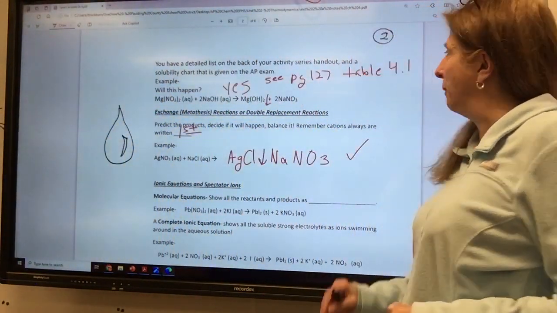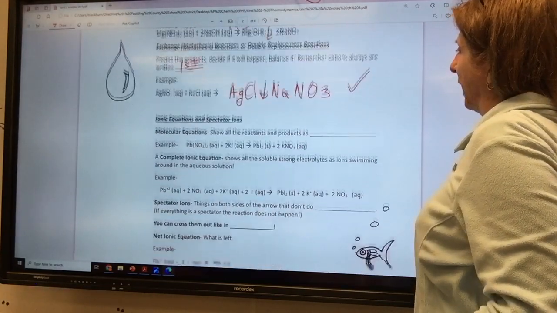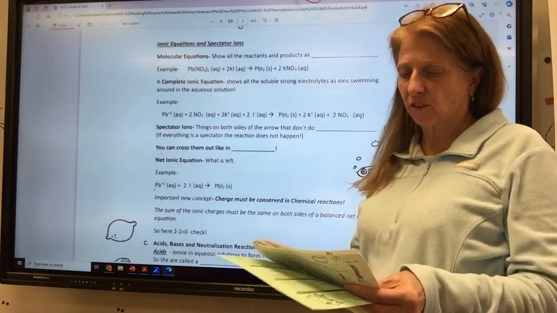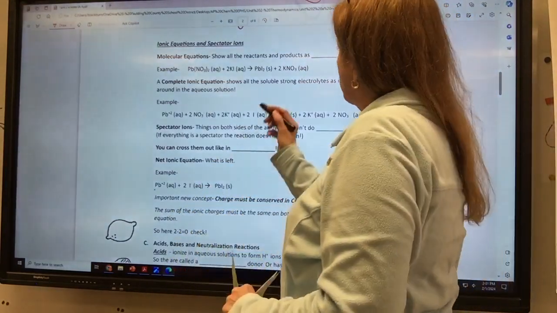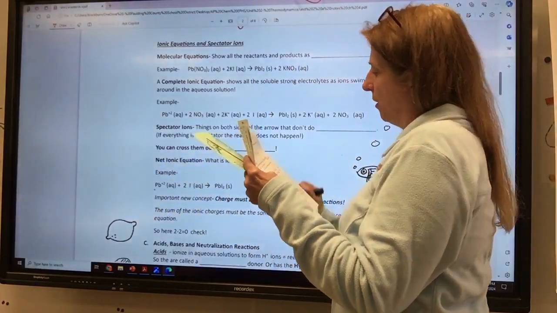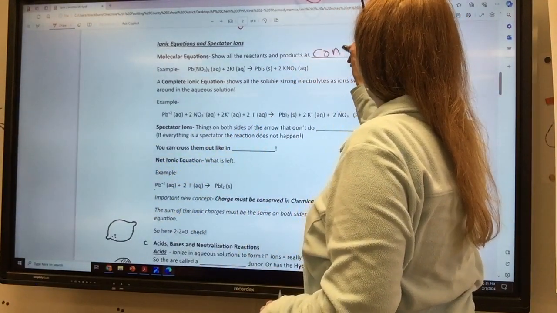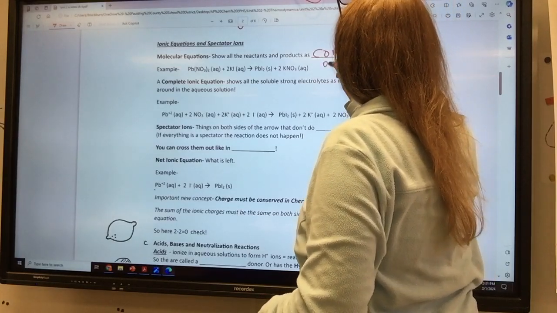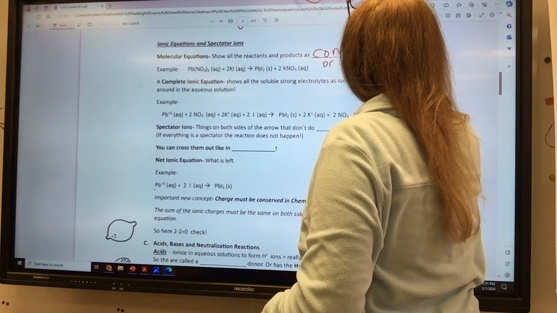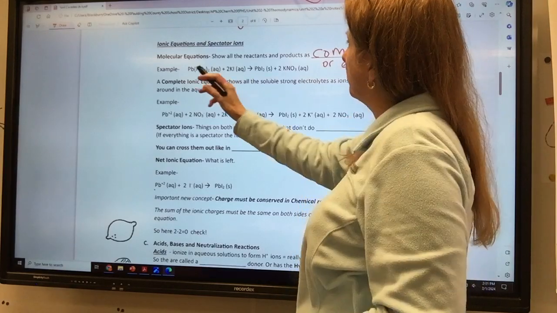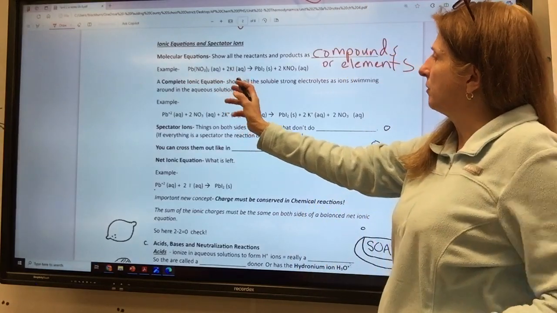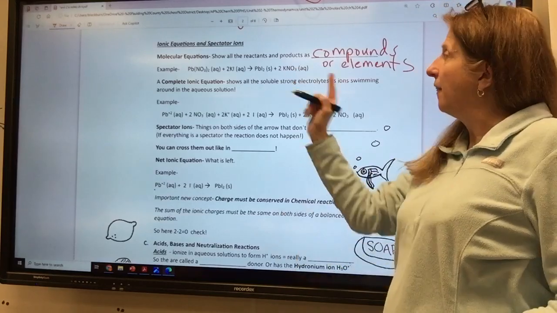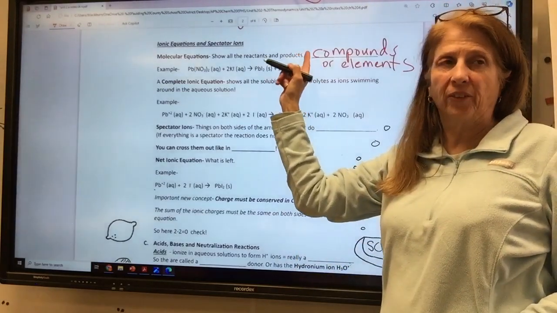Ionic equations and spectator ions. This is something else brand new. It's so exciting. So what we're used to doing is writing equations that are called molecular equations, and that's where you write all the compounds. Everything is compounds or elements. But these are just regular equations that you're used to. Lead nitrate plus potassium iodide makes lead iodide and potassium nitrate. That's the reaction that makes the yellow stuff that looks like paint.